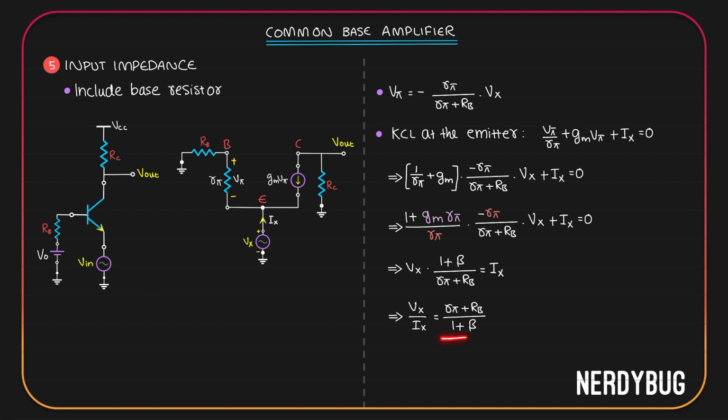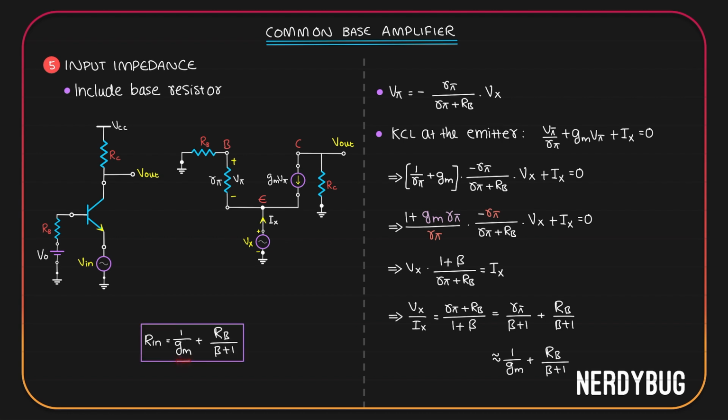It is R pi plus Rb divided by 1 plus beta. We can also write it as R pi by beta plus 1 plus Rb by beta plus 1. R pi by beta plus 1 is approximately equal to R pi by beta, and this is approximately equal to 1 by Gm. So we can say Vx by Ix is approximately 1 by Gm plus Rb by beta plus 1. The input impedance is 1 by Gm plus Rb by beta plus 1.